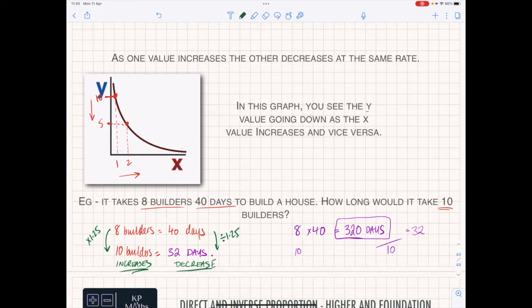So the left-hand side would be your increase, so that would be your x value effectively. So if we wanted to plot this on a graph, we'd say this is builders, number of builders, and then this would be your number of days. So if I had 10 builders here, it would take less days than if I had 8 builders there. So that's how you can use your inverse proportion in a contextual question like this.